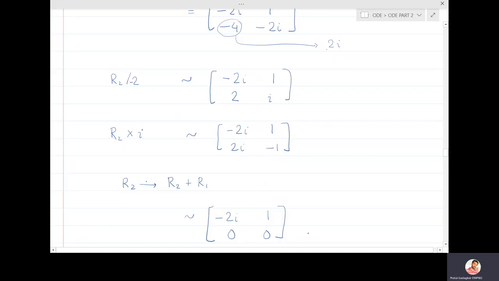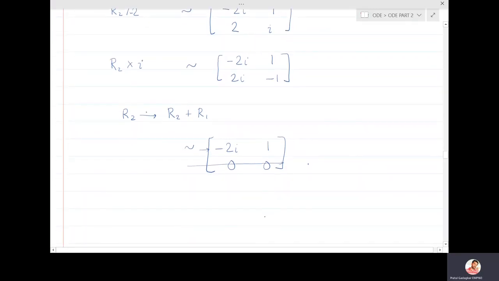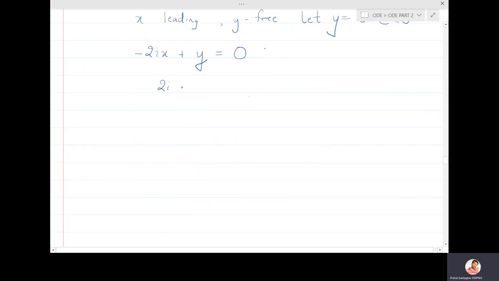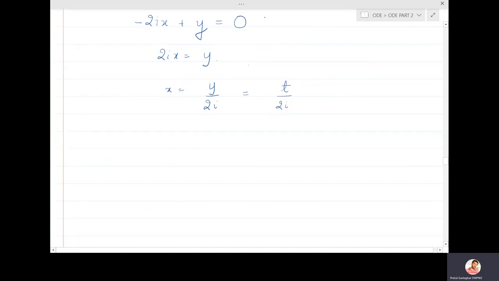Okay, now we will identify what is the free variable and the leading variable. So obviously you see that here x is the leading variable and y is a free variable. So x is leading and y is free. If y is free, I will say let y be equal to t, where t is some real number. The equation that I get from the first row is minus 2ix plus y equal to 0, and this gives 2ix is equal to y, and therefore x is equal to y upon 2i, which is t upon 2i. Now, when I write a vector x comma y, x is t upon 2i and y is t.